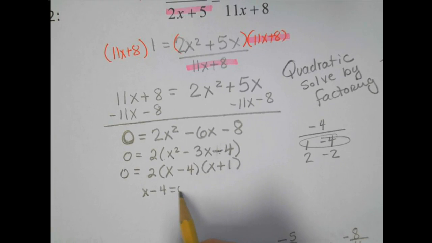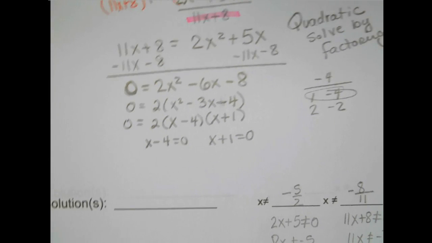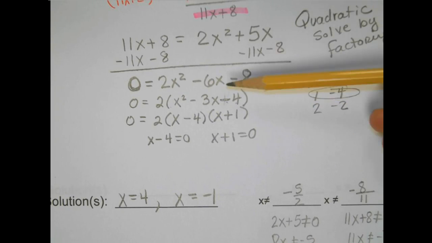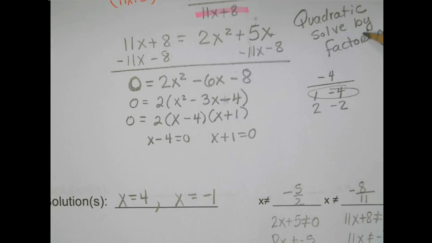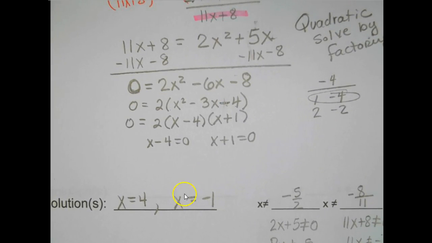x minus 4 equals 0, x plus 1 equals 0. Solve both of those equations. Add 4 to both sides, x equals 4. Subtract 1 from both sides, x equals negative 1. Now do you see why it has 2 solutions? It has 2 solutions because in this step right here, when I distributed the x, it made an x squared. And so when you have an x squared, you have to solve by factoring. We're going to do the rest of the notes tomorrow.